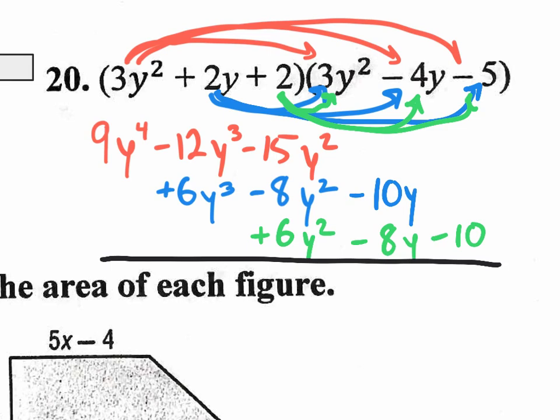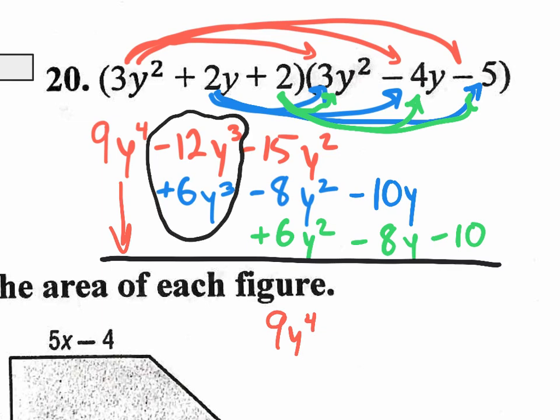So the answer, the 9y to the fourth, that just comes down. Let me write it over here. 9y to the fourth, that's the first part of my answer. Now the next part of my answer is negative 12 plus 6. And what do we get? Negative 12 plus 6. Negative 6, and we still have those y to the thirds.